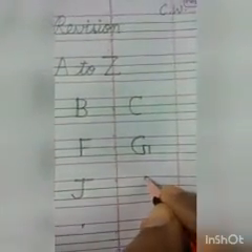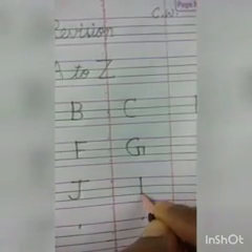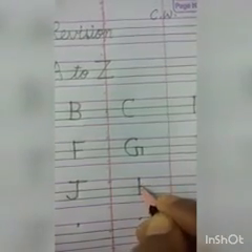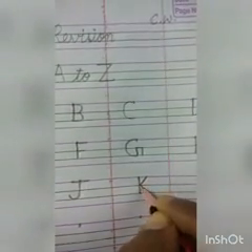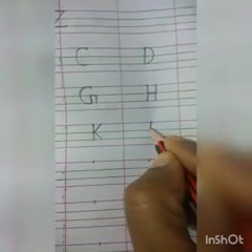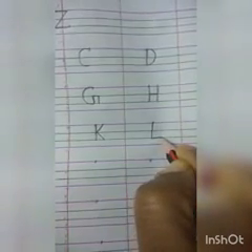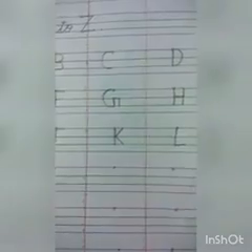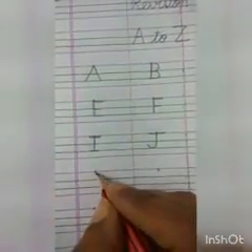Then next letter will be letter K. With the help of standing line from first line to third line, then one slanting line and two slanting line. Like this we can write letter K. And how to write letter L? It will start from the first line, make standing line, go to the third line, then make one sleeping line on the third line. This is letter L. The next letter will be letter M.